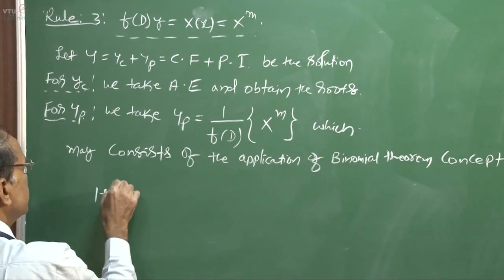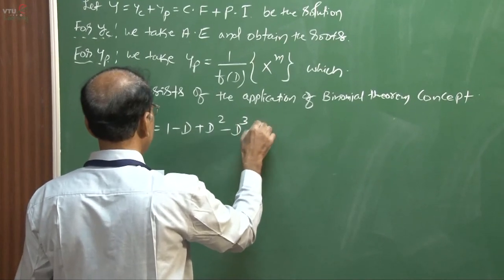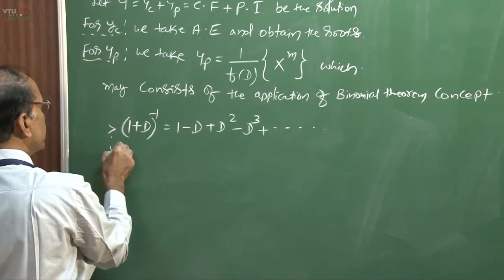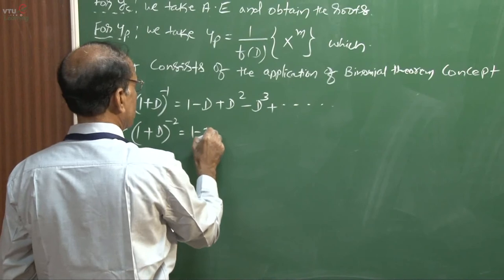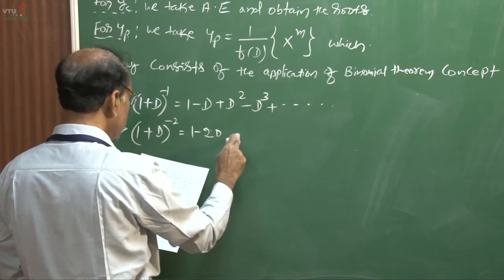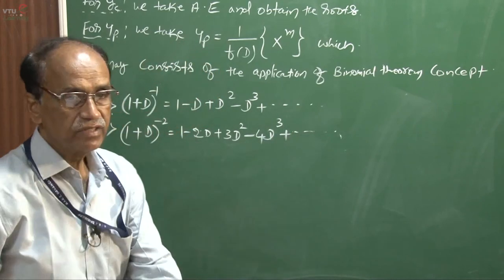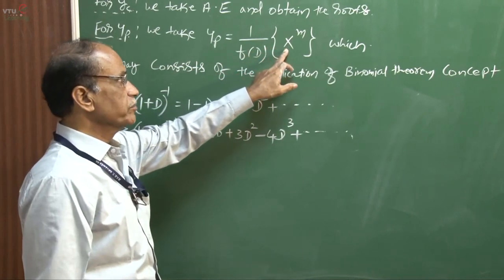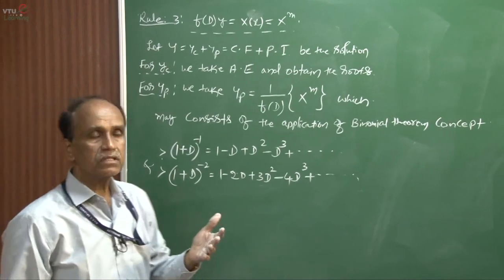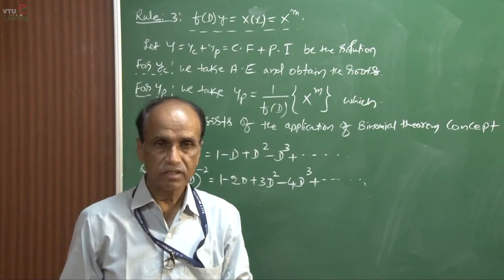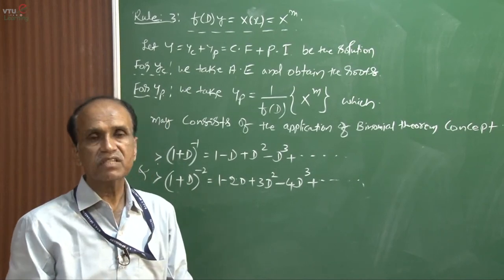If you have (1 plus D) to the power minus 1, it is equal to 1 minus D plus D square minus D cube and so on. This is one type which we can expect. And (1 plus D) to the power minus 2 is 1 minus 2D plus 3 times D square minus 4 times D cube and so on, contributed by the binomial theorem. Any one of these forms will appear when we calculate for the polynomial term in the case of a non-homogeneous differential equation, because it is necessary to find the particular integral after finding the complementary function. So these things you must remember. Even if it is in the form of minus, you can put it in the form of plus sign, and accordingly that minus sign will be multiplied into the problem.